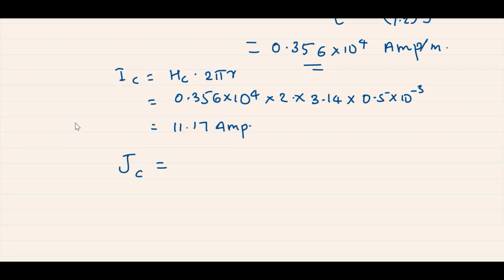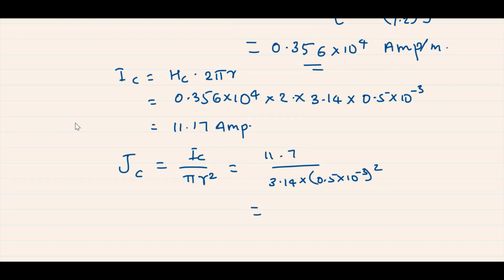So next is Jc, the critical current density. Jc is Ic by pi r square. Ic we already got, 11.17, divided by pi, which is 3.14, into 0.5 into 10 power minus 3 the whole square. The answer becomes 1.42 into 10 power 7 ampere per meter square. Okay, this is the final answer. So we solved this question.